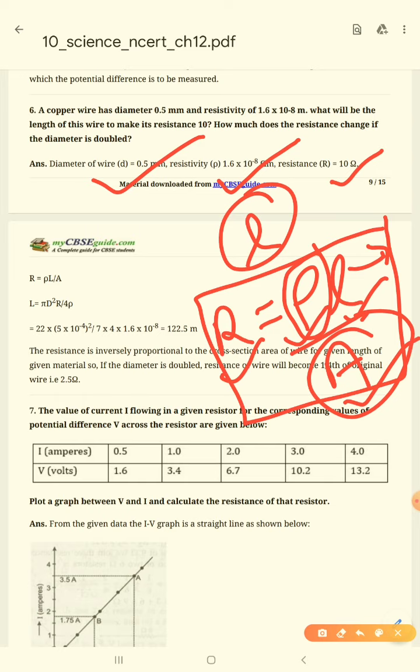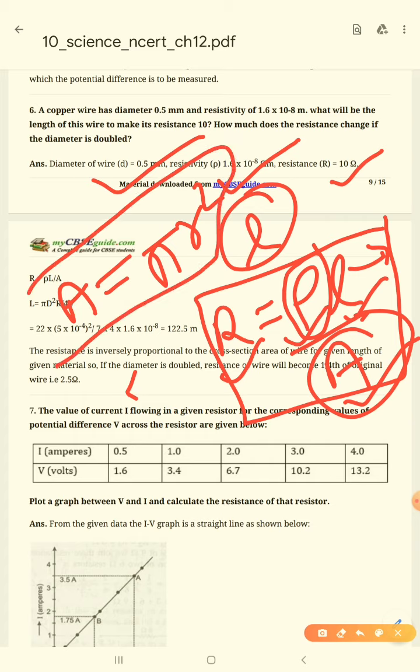How can we find the area of any wire? There should be some formula, and I'm talking about that formula. Area of any wire will be pi r square. You are well known about this formula; this is the area of a circle. In the case of a wire, we always take the cross-sectional area, and you can blindly use this formula for the area of a wire, that is pi r square.